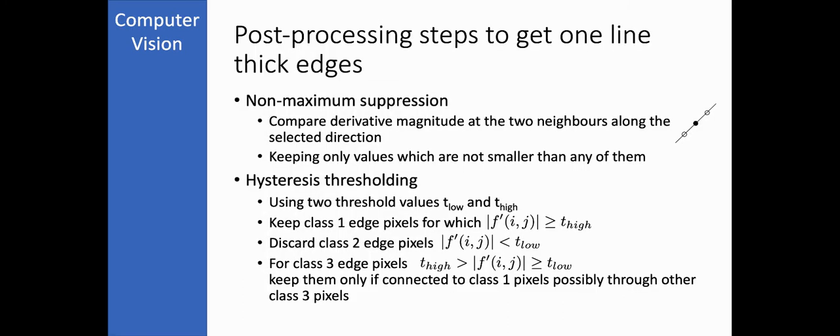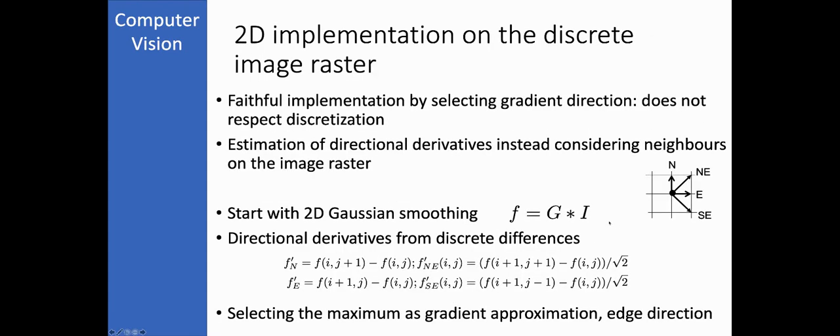So instead, we complement Canny with post-processing steps. The post-processing steps are twofold. First, I do non-maximum suppression. At each pixel, notice that I have the gradient magnitude, but I also have the direction: north, northeast, east, and southeast.